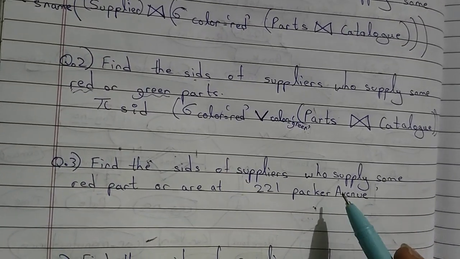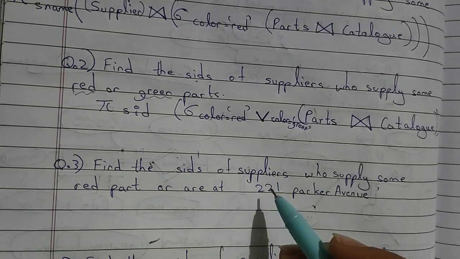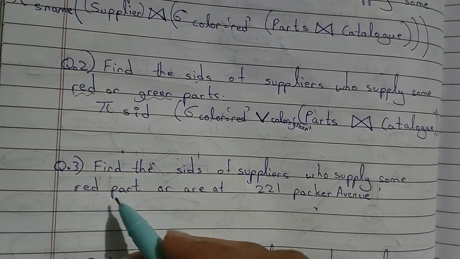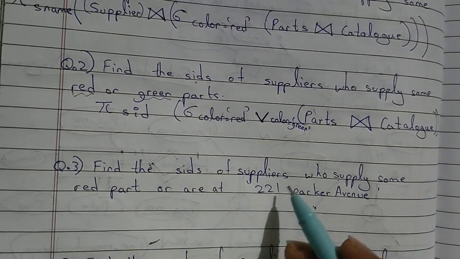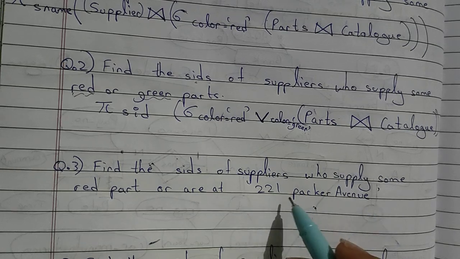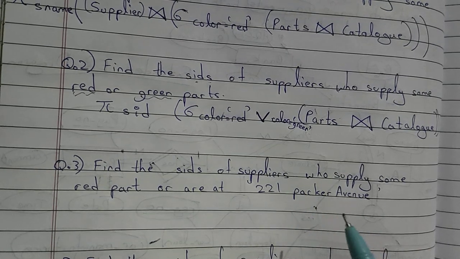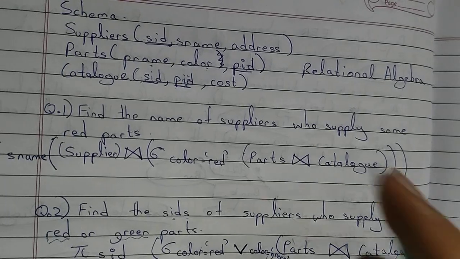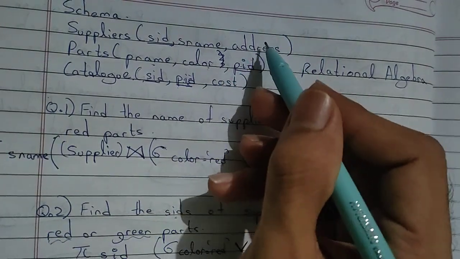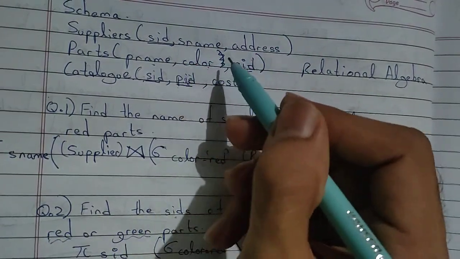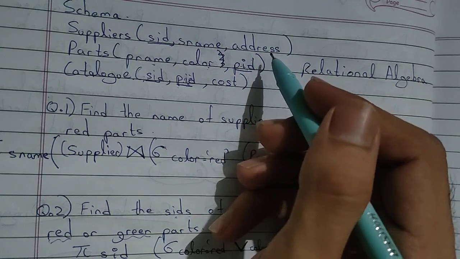Now for the next one, we need the SIDs of the suppliers who supply red parts or are present at this particular address, 221 Packard Avenue. So now we need the address and color. So color should be red or address should be 221 Packard Avenue.